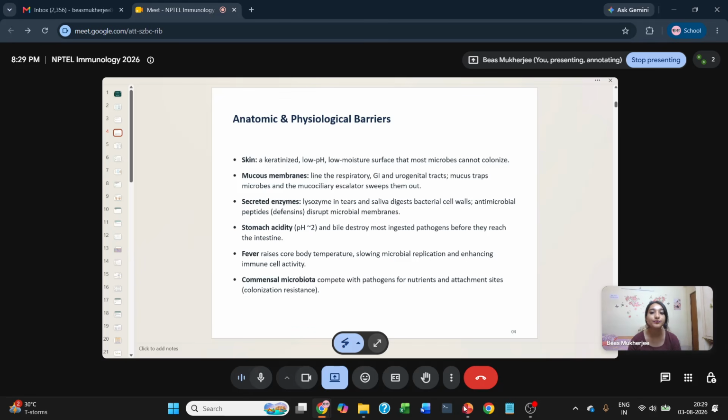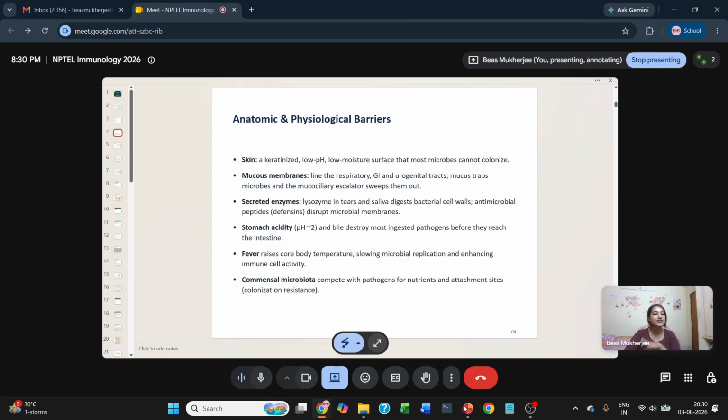Okay. Now, here is everything in detail once again, the anatomic and physiological barriers. So skin, mucous membrane, secreted enzymes, stomach acidity, fever, and commensal microbes. Now in the last class I was telling you that there are microbes on our body, inside our body, and they are either benefiting us or they are not causing us any harm. So the ones that do not cause us any harm are called commensals. Okay, and these commensals are actually preventing other pathogens from coming and attacking us.